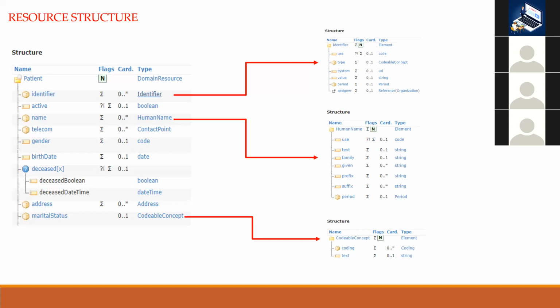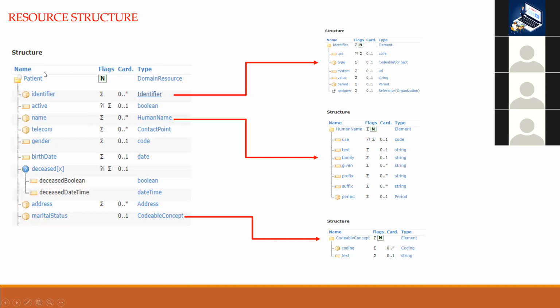So when we want to transact a patient resource, what should be the structure of the patient resource is completely defined by the HL7 FHIR specifications. In that specification, they will specify what all the elements we have, and each element gives rise to more descendants, and that is determined based on the data type that we have.